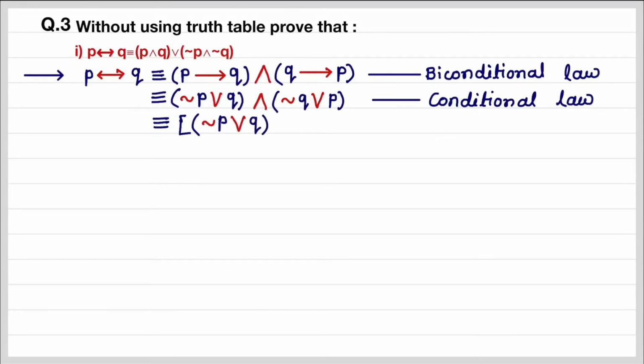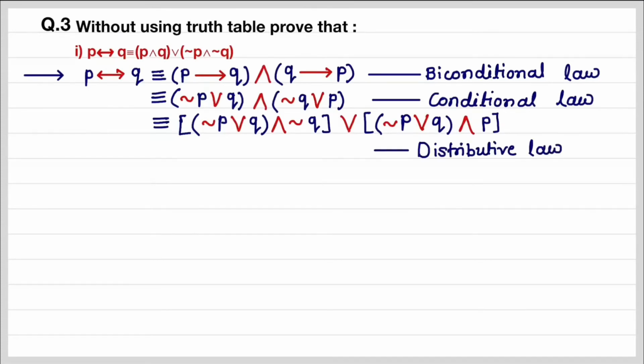See, the first bracket as it is. Next we have to use conjunction and the first statement of the second bracket. First bracket completed. Now the logical connective used is or. Again the first bracket, negation of P or Q, as it is. Again we have to use conjunction and the second statement of the second bracket. The law we have used is distributive law.